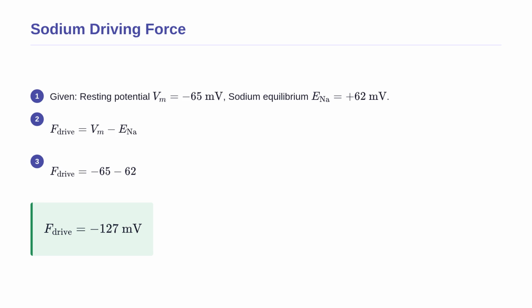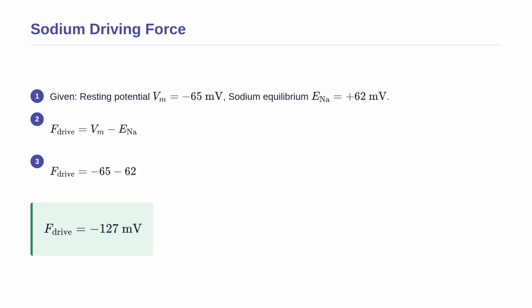Let us apply this driving force concept with a practical example. We want to calculate the driving force for sodium when a neuron is at its resting membrane potential. We are given that the resting membrane potential, Vm, is minus 65 millivolts, and the equilibrium potential for sodium, ENa, is positive 62 millivolts. We need to find the force pushing sodium into or out of the cell.